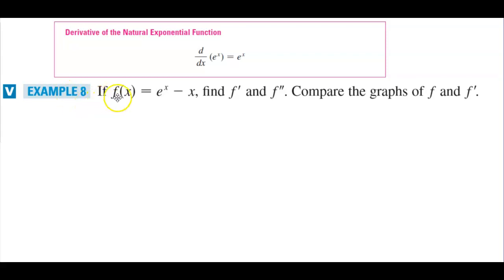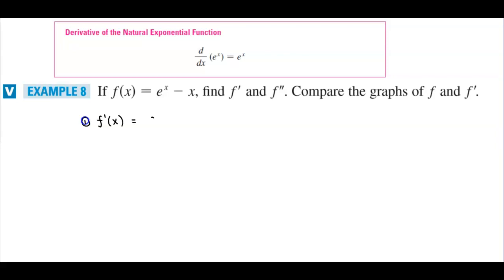Example 8. If f of x is equal to e to the x minus x, find f prime and f double prime and compare the graphs of f and f prime. So the first thing we want to do is find f prime of x.